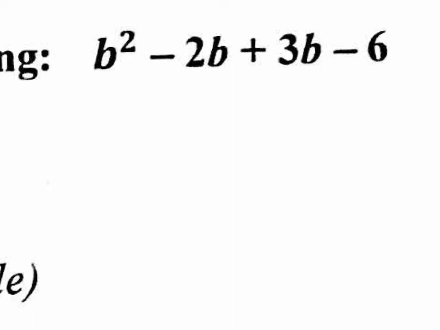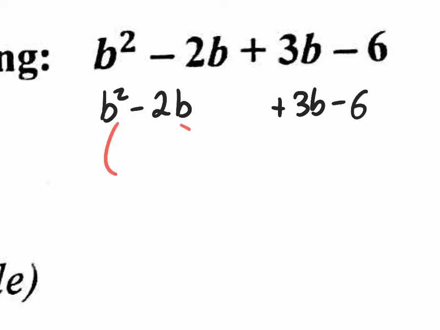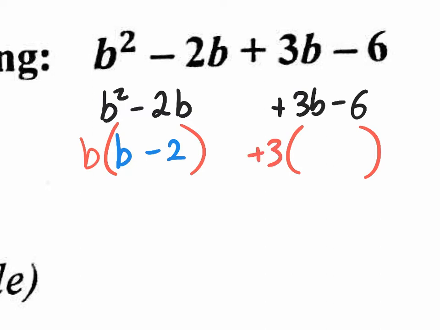And what's factoring by grouping? You separate it into 2 groups. You have b squared minus 2b, and then you have plus 3b minus 6. Now in the first group, what could we pull out? What's the GCF in the first group? B. So let's pull out that b. What would be left on the inside? A b minus 2. Now how about that second group? What could I pull out of that second group? What's in common with the 3b and a 6? A positive 3, right? And what would be left over on the inside?